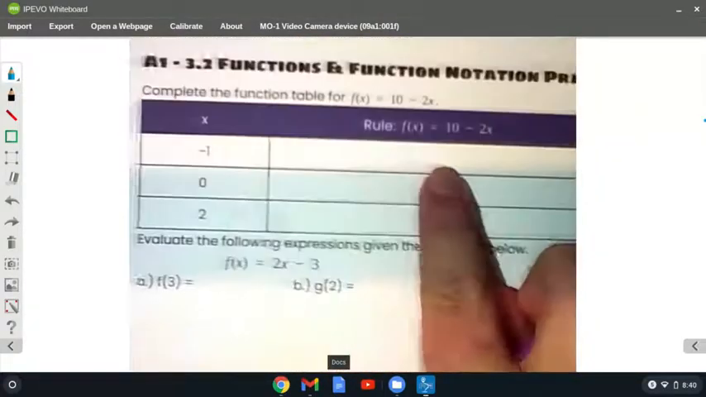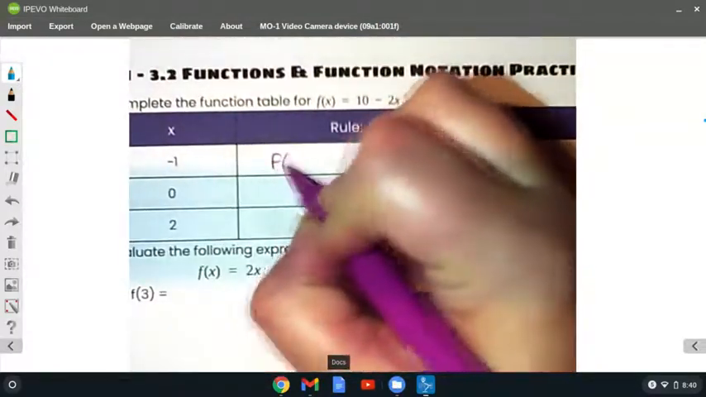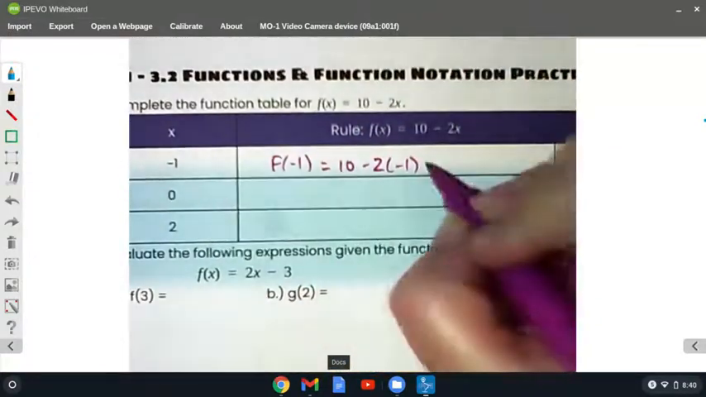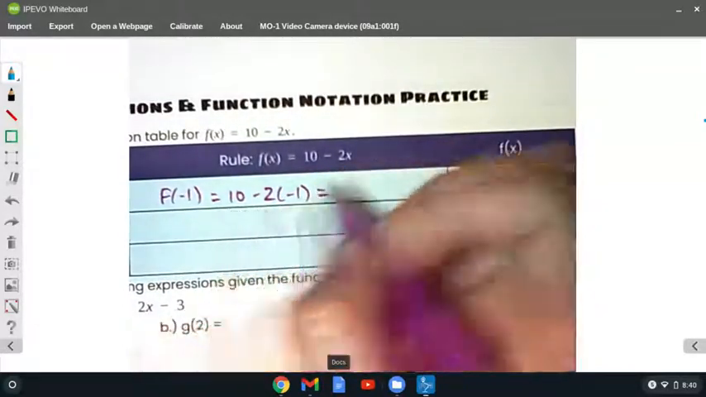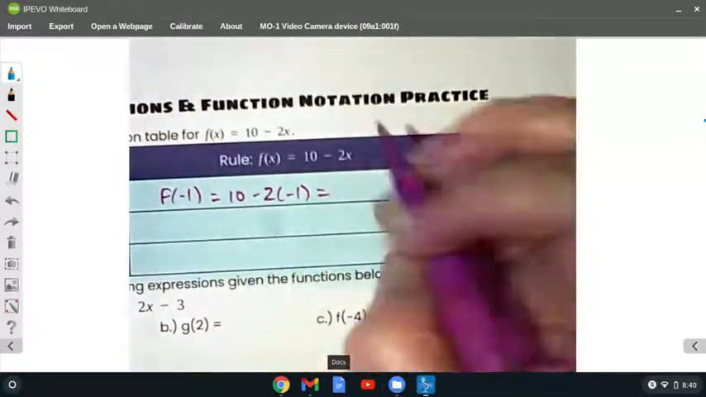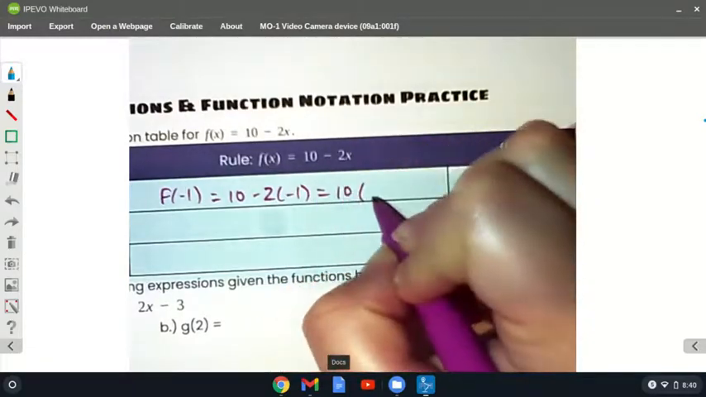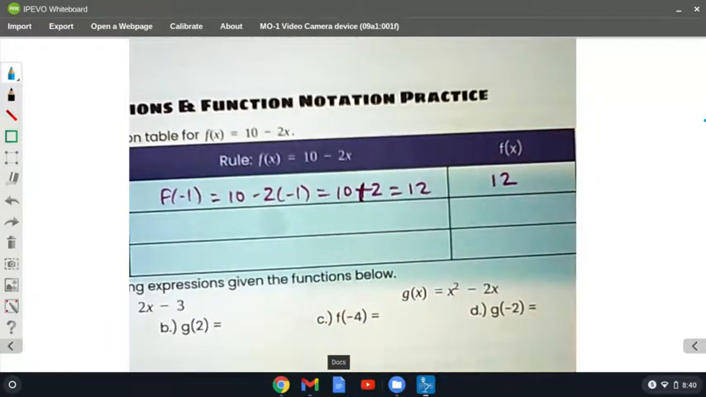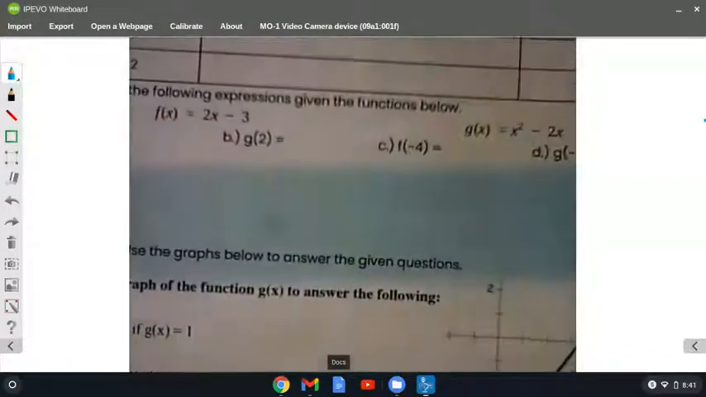This one, we're doing out a rule. So if they say x is -1, they give you this function. They want you to plug that -1 into the function and find our output. Okay, so you would do this workout. 10 minus -2 times -1 is going to be 10 plus 2. That's going to give us 12. So your output would be 12. Okay, so fill out the next two.